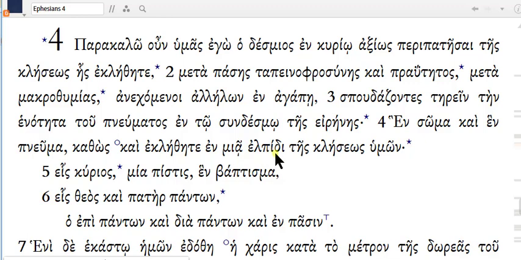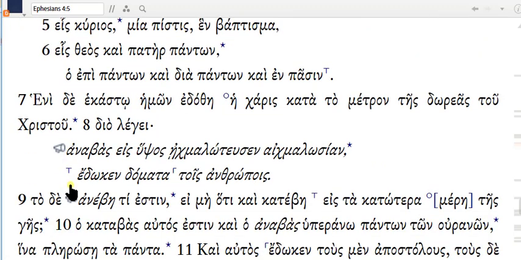Okay? All right. So we have, where'd it go? Number 4. Here we are. So one spirit, just as you were called in one hope, tes kleseos humon, of your calling. And then we have verse 5. We'll go up a little higher.